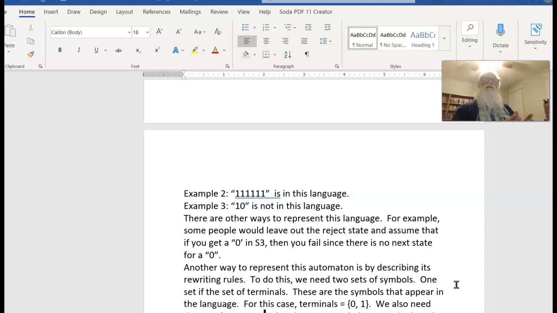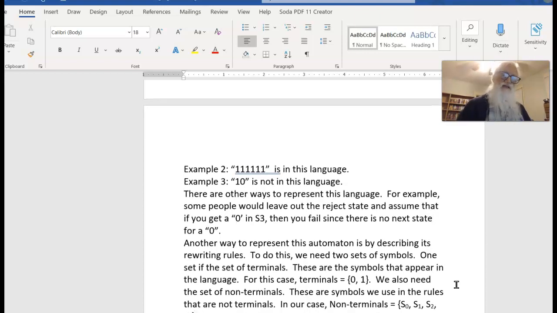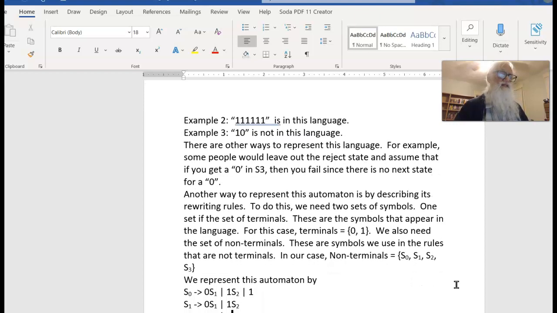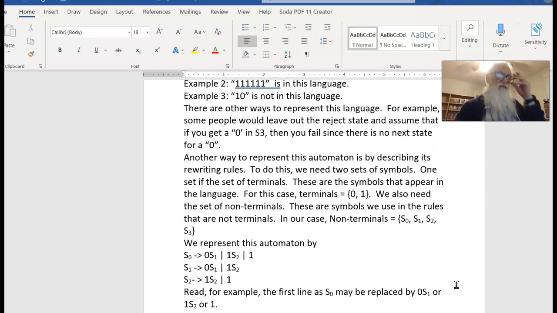So to do this, we first are going to need a little terminology. The symbols that will appear in the final product, the symbols we read, we're going to call them terminals. So in our case, we have 0 and 1 as the possible terminals. We also need the set of non-terminals, the things that we're using to move us from one place to another. In this particular one, I chose as the non-terminals the names of the states. And I made subscripts because otherwise they might get mixed up with the terminals. So I turned them all into subscripts.